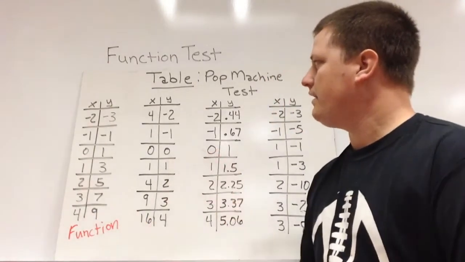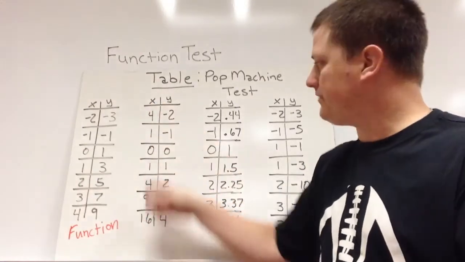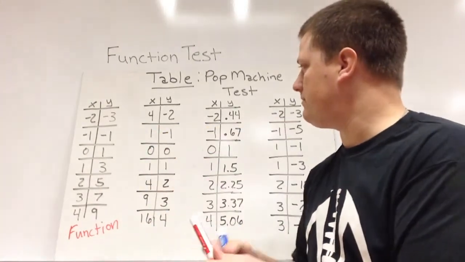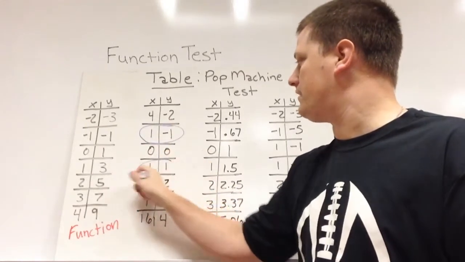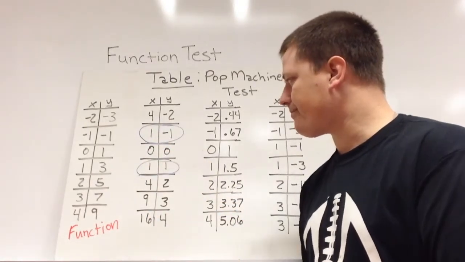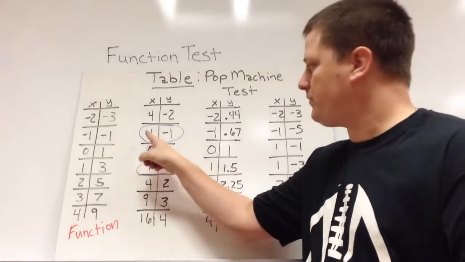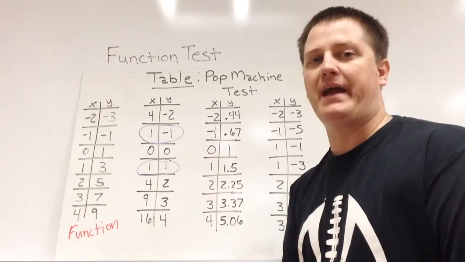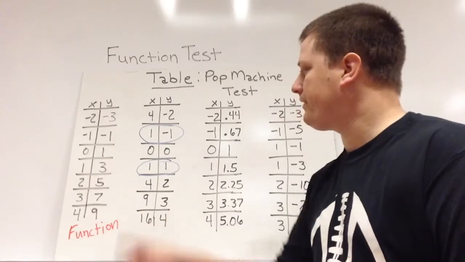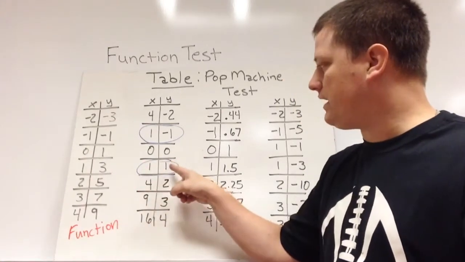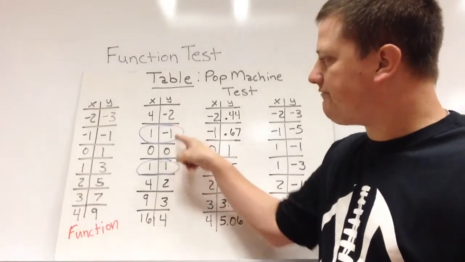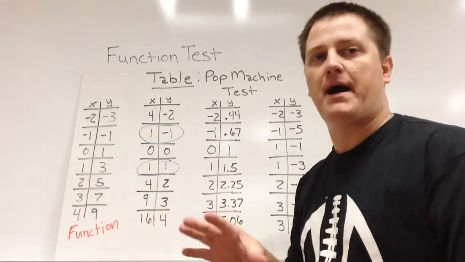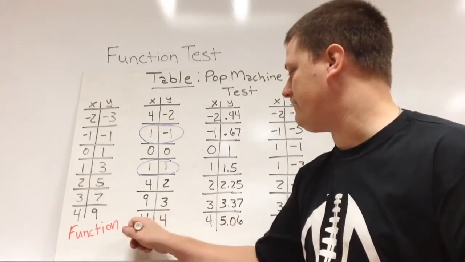Okay, let's look at this one. Here, our x's are our buttons. We push a 4, a 1, a 0, a 1. We pushed the 1 twice. So this is important, because we touched the 1's twice. When we hit a 1 the first time, we got a -1. That means for this to be a function, when we hit a 1 the second time, we have to get a -1 again. We hit a 1 the second time, we get a +1. So we got 2 different pops from the same button, if you want to think of it that way. And since we got 2 different pops from the same button, that is not a function.